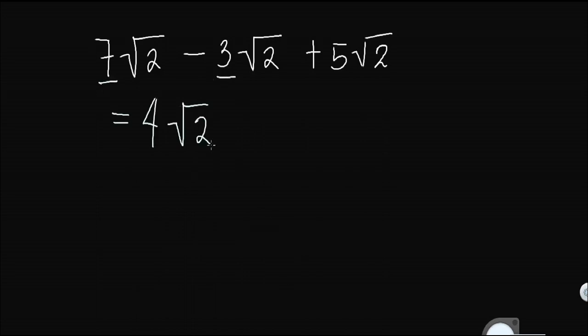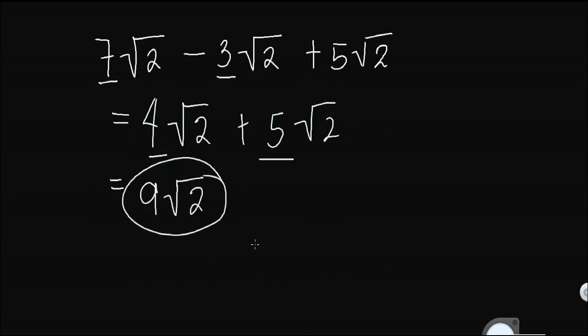Then we copy the third term. We have plus 5 square root of 2. Okay, we subtract first. Then, as we go on, we have 4 plus 5. That is 9 square root of 2. And that will be the final solution.